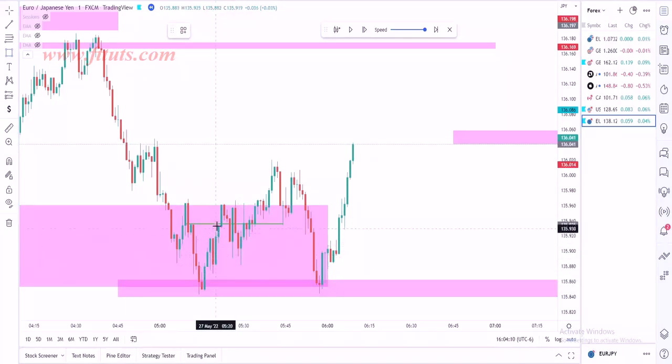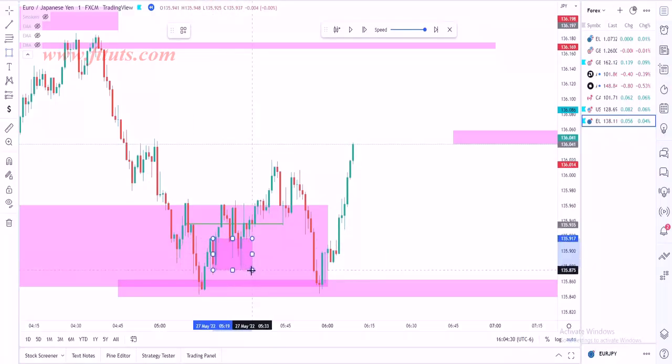Let's see, price pushes up. This is mitigated, okay? Price comes back, taps it, so that's done. And then it comes up, it breaks this structure. You can go with that. You could also wait for a little bit more structure to be broken.